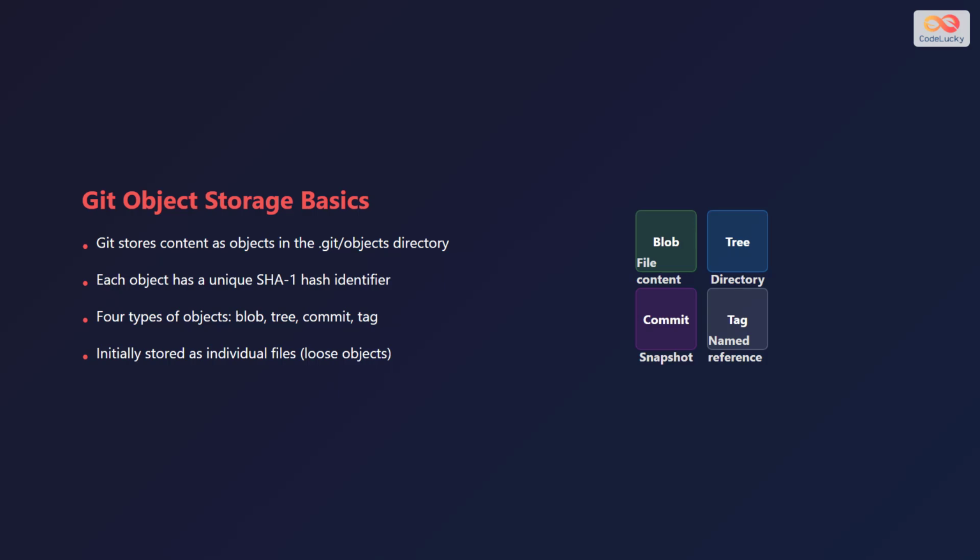First, the blob, which typically represents file content. Second, the tree, which represents directories. Third, the commit, which represents a snapshot of your repository. And fourth, the tag, which is a named reference to a specific point in your history. Initially, these objects are stored as individual files, known as loose objects.